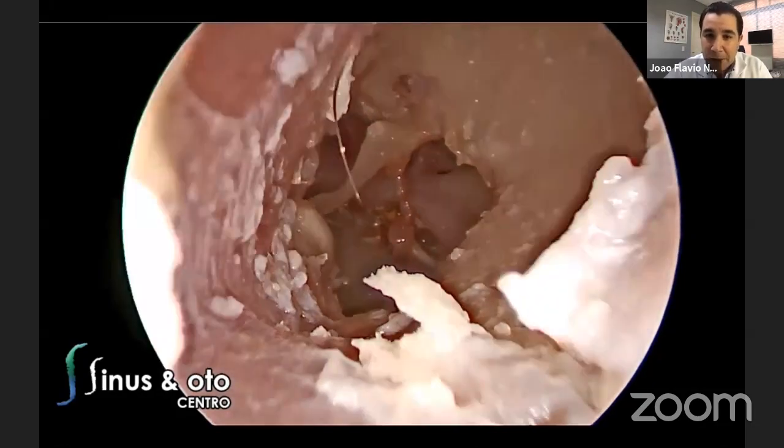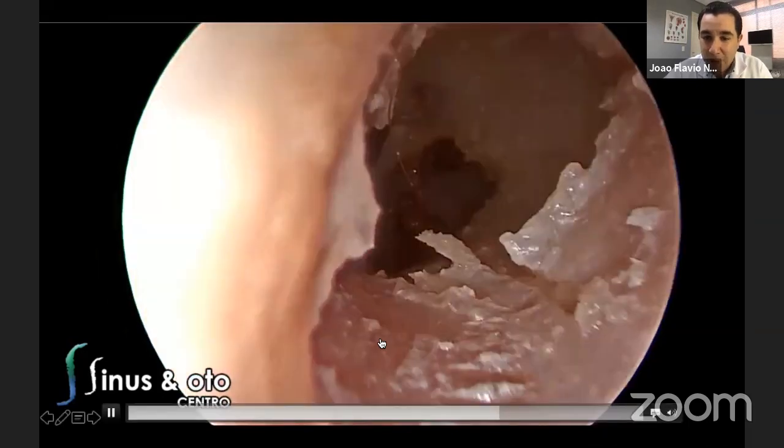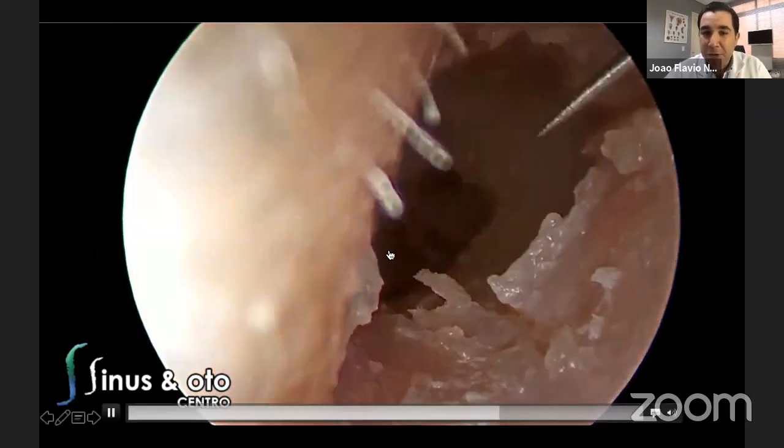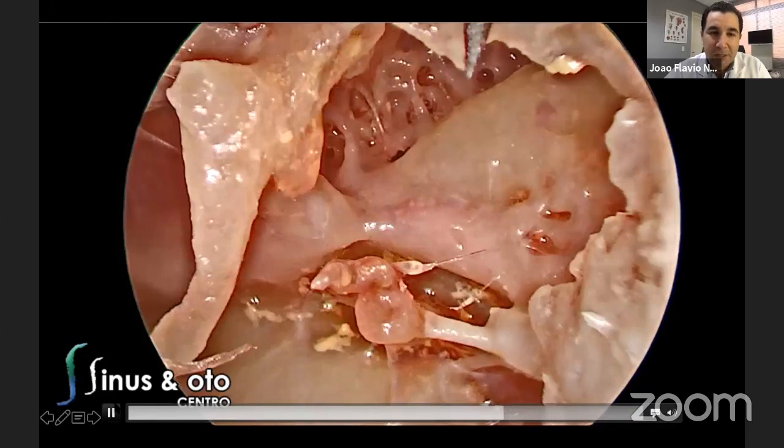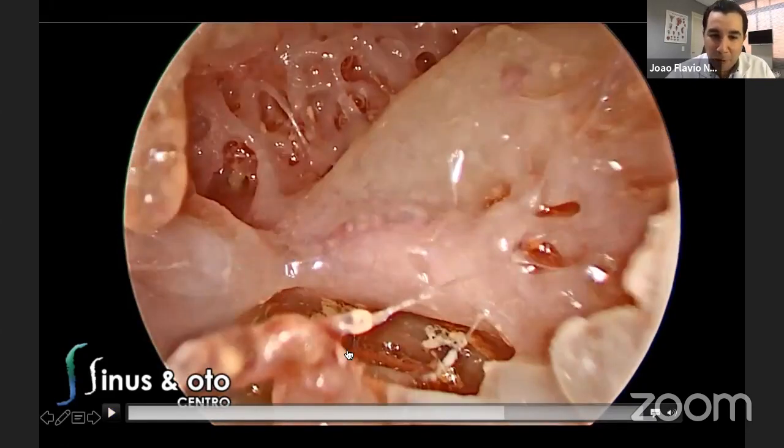So here we can see the facial nerve. I'll just pass here. Yes, the facial nerve, and this is very nice. This image here, I like it very much. So I will pause. This is the stapes here. And this is the cochleariform process. I removed the incus and I did a small articotomy.